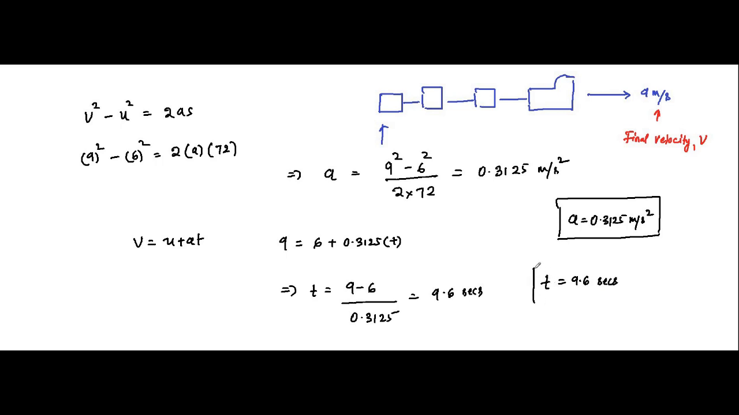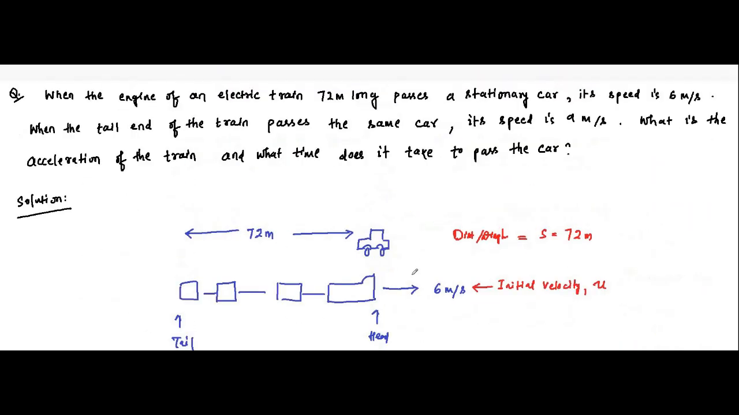So these are the two parameters that we wanted to calculate. Again, this question is a bit different, the data is not given directly. Here you have to use your common sense to determine. It has been given that when the head of the train or the starting point of the train is approaching the car, which is stationary, at that time the velocity is this much. So we are talking about initial velocity.